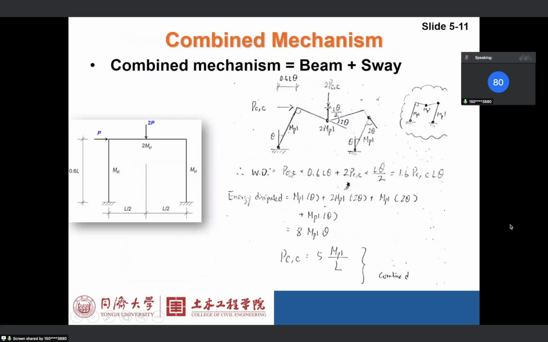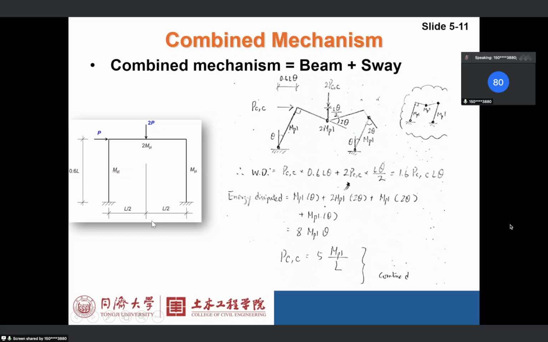The work done is, okay, because it's combined, both horizontal and vertical loads cause work. They produce work. So PC, the horizontal one, times 0.6 L times delta. This is distance. Plus 2 PC times this is delta. It's a beam mechanism, right? So it's L squared over 2.